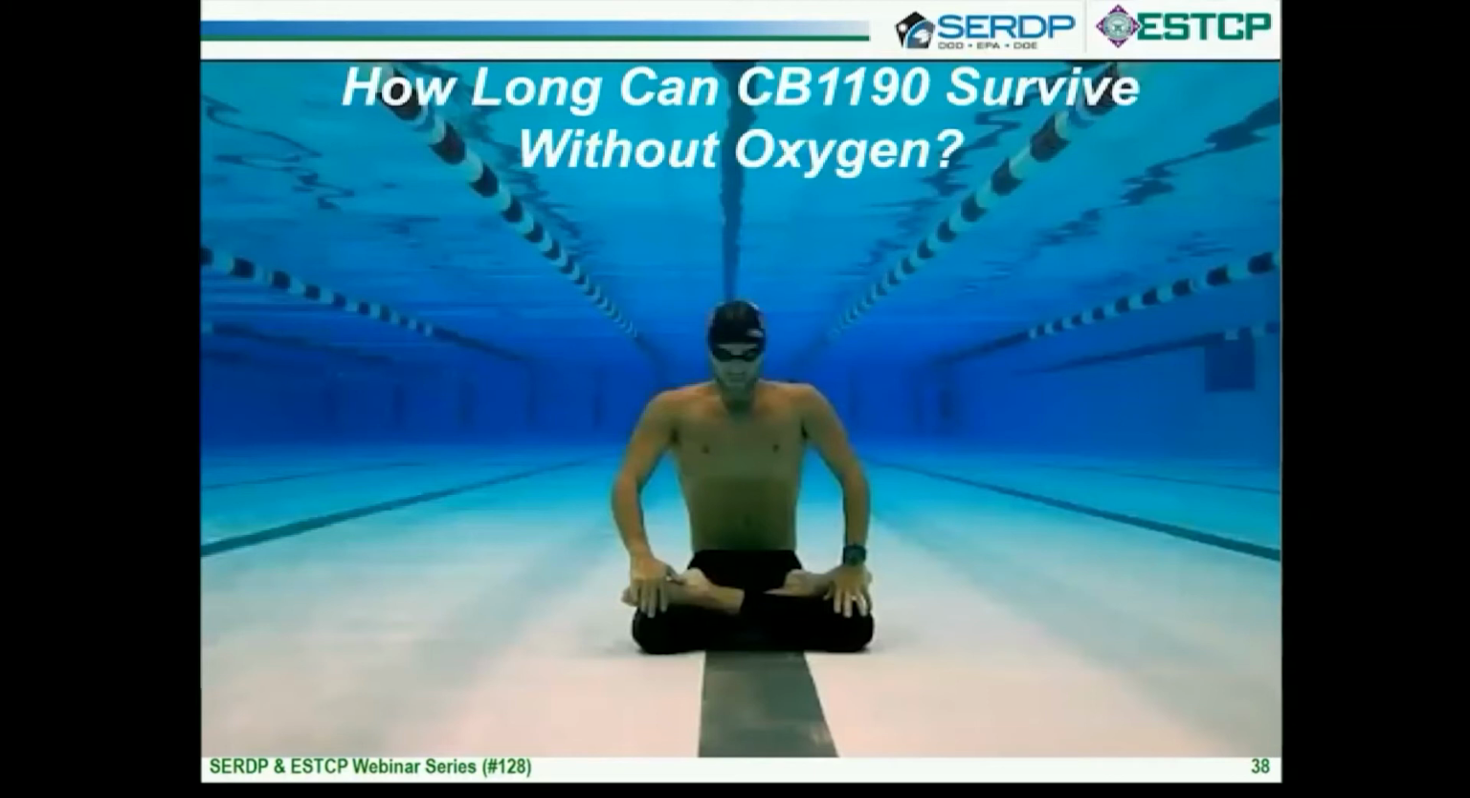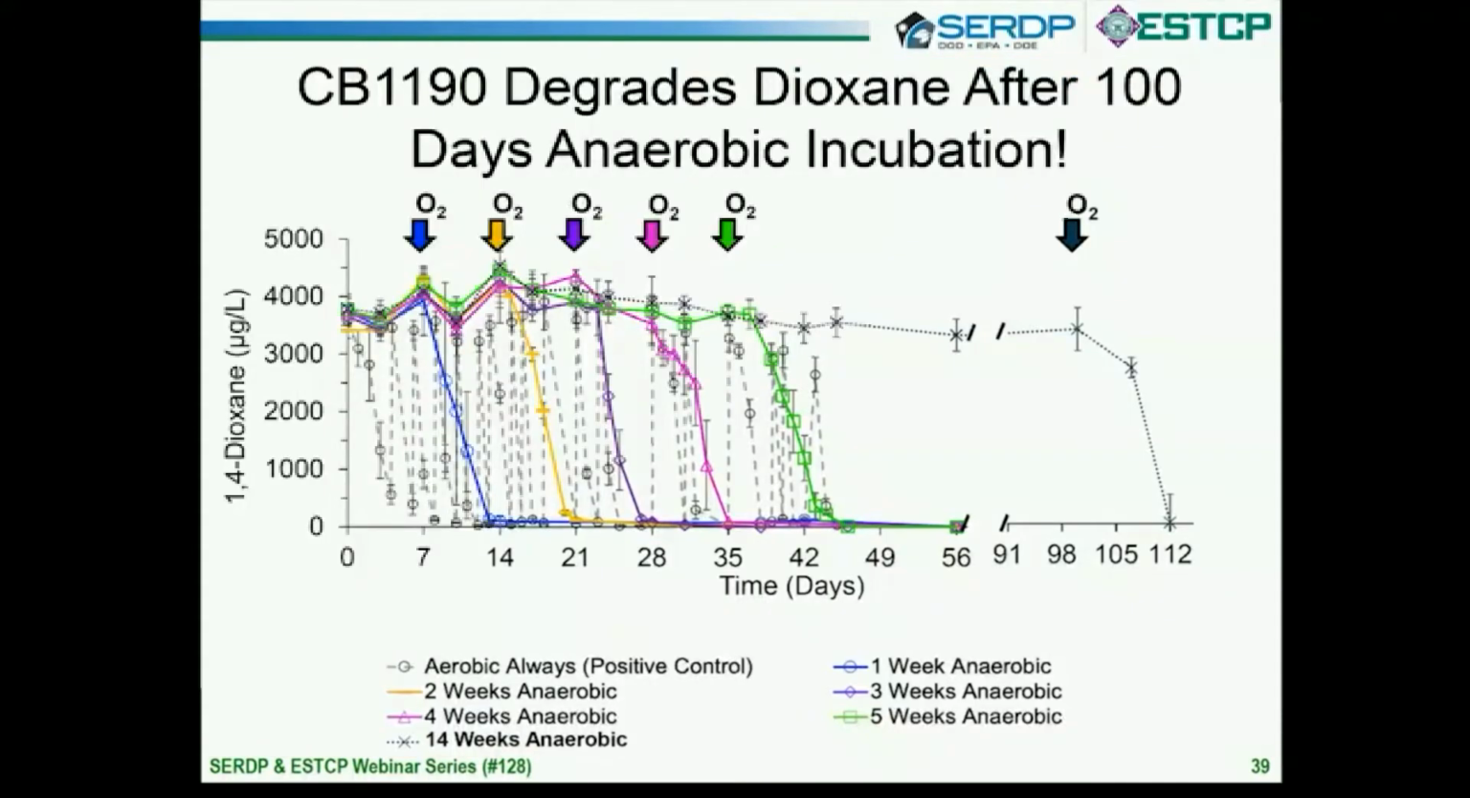So 35 days is good. How long can CB1190 survive? You know, we are aerobic organisms as humans. We can hold our breath for a little bit, but really, how long could you go without oxygen? We tried and we found 100 days was fine. 200 days of anaerobic incubation, we added oxygen, dioxane was still degraded. So there was not much growth of the organism, no degradation, but the organism did not die off. CB1190 hung in there, waiting for oxygen to appear so it could start degrading dioxane and get fat on it.